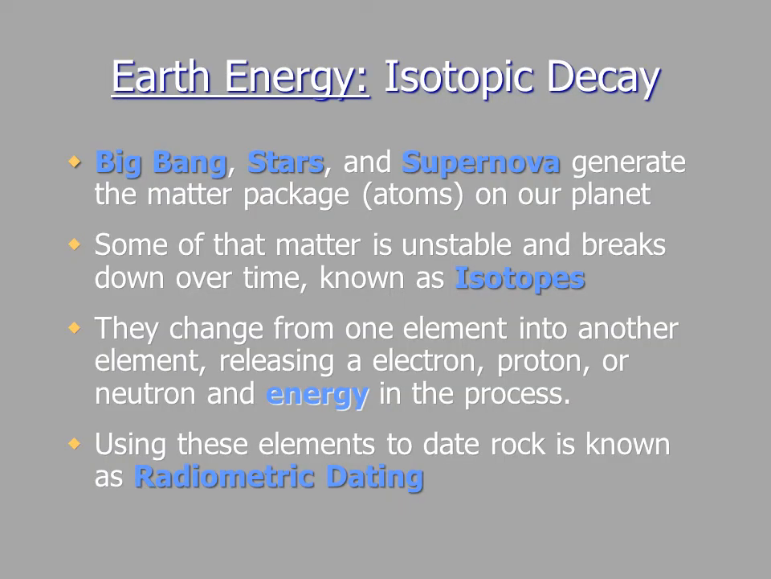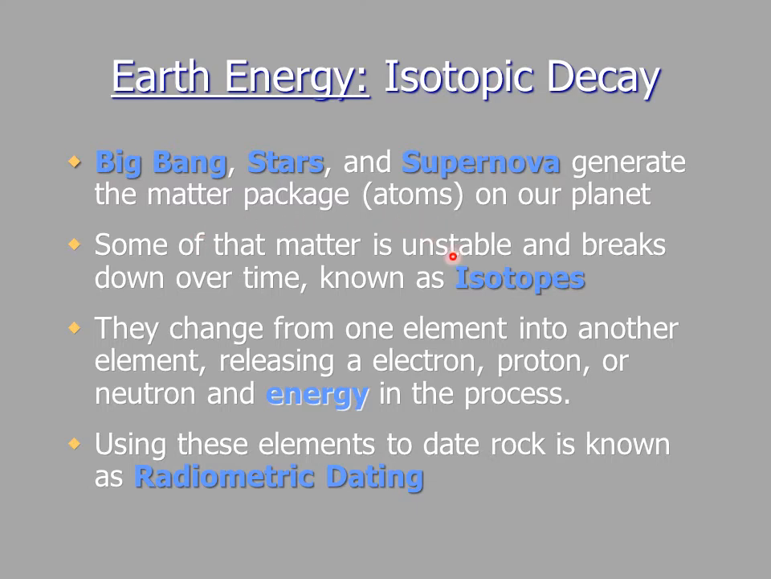All right, Earth energy from isotopic decay. So the primary source of energy that we were interested in the first half of the class was the sun. Now we're interested in isotopic decay. So to understand that, we need to talk about the Big Bang, stars, and supernovas that generate all the atoms on our planet, the matter package.